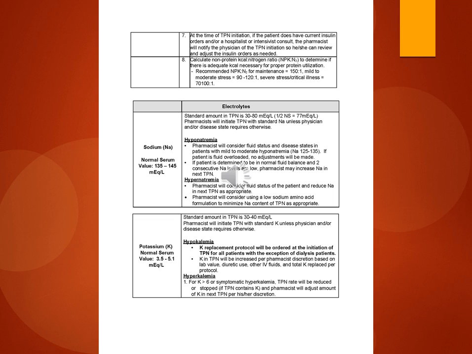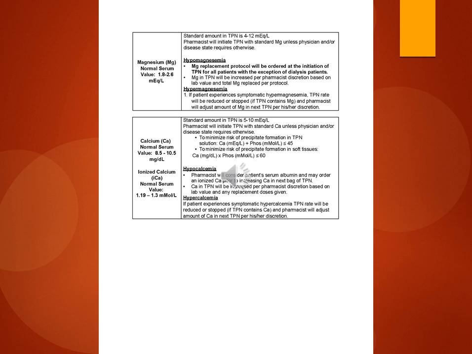Hyperkalemia. 1. For K more than 6 or symptomatic hyperkalemia, TPN rate will be reduced or stopped. If TPN contains K, the pharmacist will adjust amount of K in next TPN per his/her discretion. Magnesium, mg. Normal serum value, 1.8 minus 2.6. Standard amount in TPN is 4 to 12 mg per liter. Pharmacist will initiate TPN with standard mg unless physician and/or disease state requires otherwise.